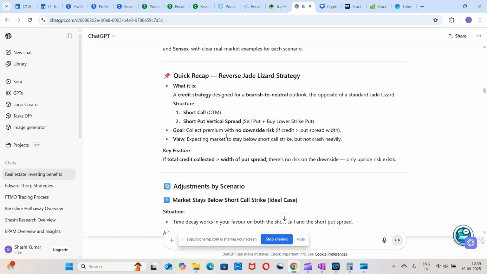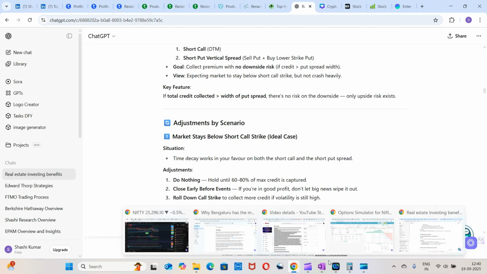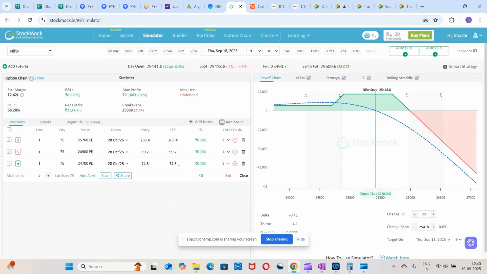The goal of this strategy is to collect premium with no downside risk if the credit is greater than the put spread width. The view is expecting the market to stay below the short call strike, below this short call strike, but not to crash heavily. So the key feature is if the total credit collected is greater than the width of the put spread, there is no risk on the downside, only upside risk. This is how a positional reverse Jade lizard strategy looks like.